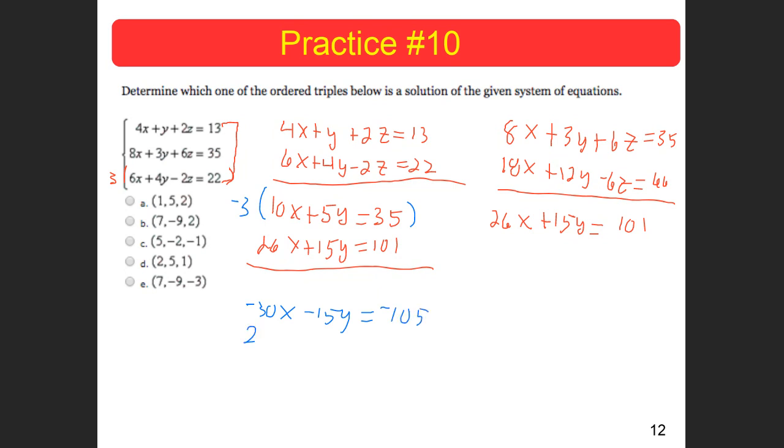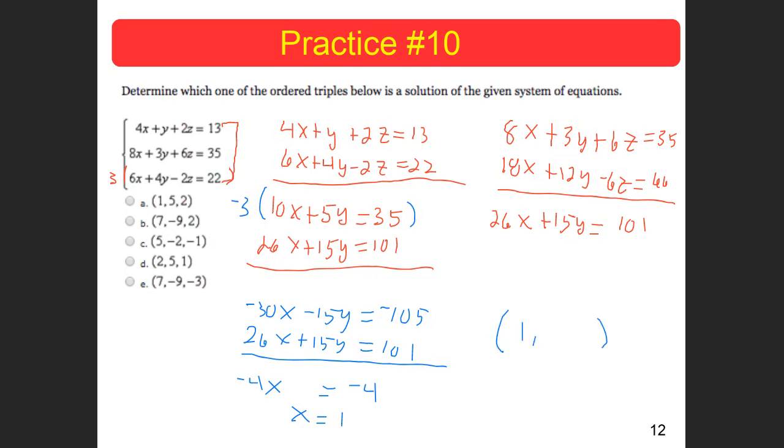And then I end up with 26x plus 15y is equal to 101. If I add straight down now, I end up with, is that negative 4x equals negative 4, x equals 1. Whew. So I've got my x value.